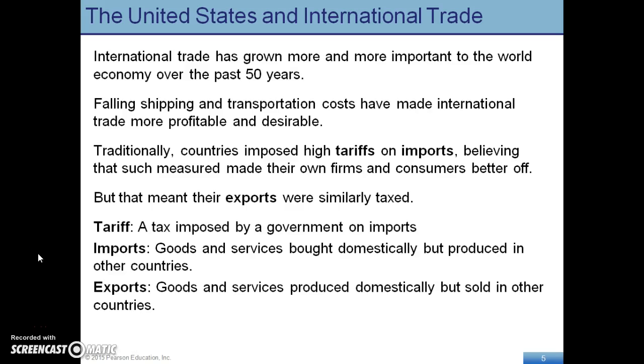So we've got a couple of terms that we want to focus on. A tariff is a tax imposed by a government on imports. The money received from a tariff goes to the government in terms of government revenue. Imports are things that are bought domestically but produced in other countries. Exports are goods and services produced domestically but sold in other countries.